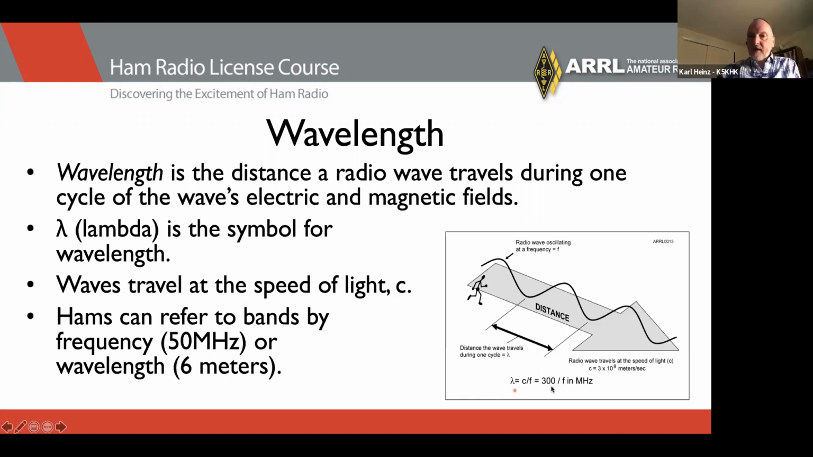So that little formula here is, again, on the test. They want to know how you convert from a frequency to the corresponding wavelength, or the other way around. So it's 300 divided by the frequency in megahertz gives you the wavelength in meters, or 300 divided by the wavelength in meters gives you the frequency in megahertz. So we can also do 300 divided by 6 meters gives me the frequency of 50 megahertz.